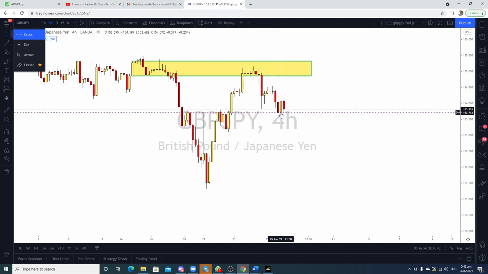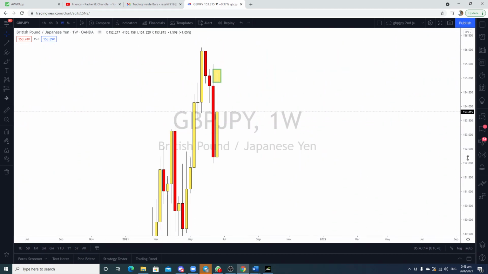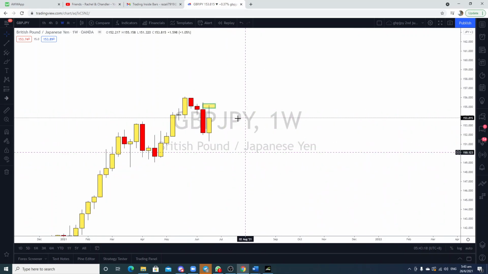155 to 153. Oh, that was really around 130 pips plus minus, so that's quite good. But let's see how it goes. Okay, now see the weekly close. This is where we will see the weekly close.